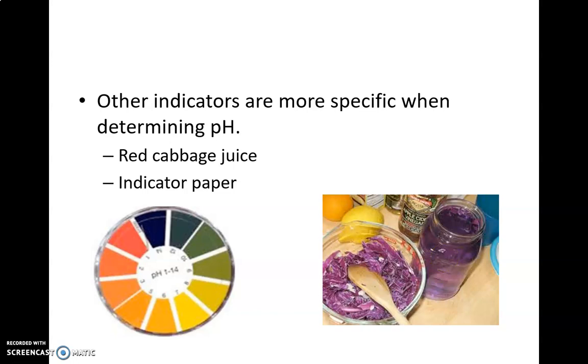And depending on what its pH is, will depend on what color it changes. And so that's kind of neat that you can use that to indicate certain pH levels of certain substances.